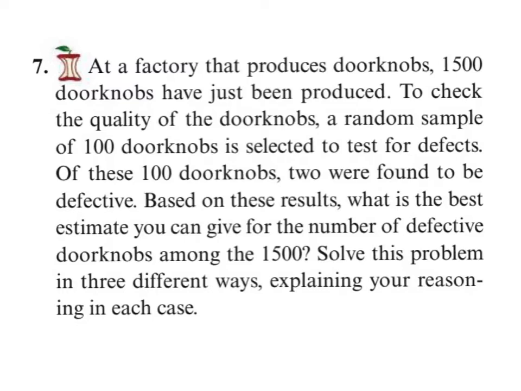Question 7 is having us use some information about a sample to project what the population would look like. At a factory that produces doorknobs, 1,500 doorknobs have been produced. To check the quality of the doorknobs, a random sample of 100 doorknobs is selected. This would be the sample. Of these 100 doorknobs, two were found to be defective. Based on these results, what is the best estimate you can give for the number of defective doorknobs among the 1,500? Solve the problem in 3 different ways, explaining your reasoning in each case.